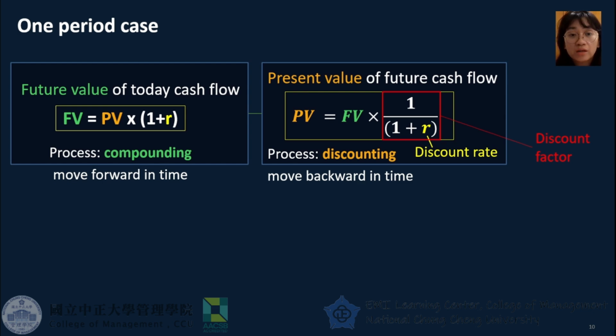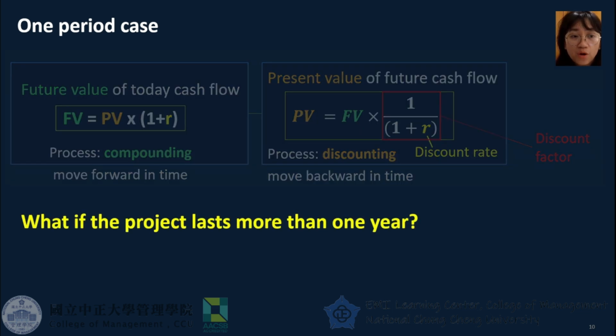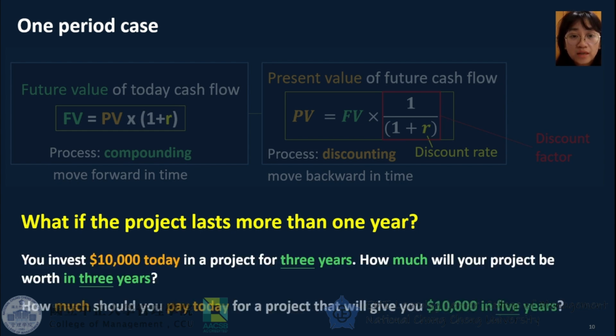All right, we have just focused on a project that lasts for 1 period only, which in our previous example is 1 year. What if the project lasts more than 1 period? Let's say in our previous example it is not 1 year, but 3 years and 5 years.